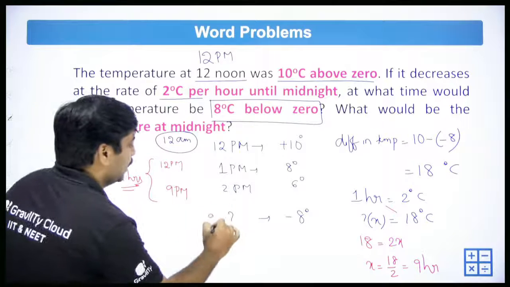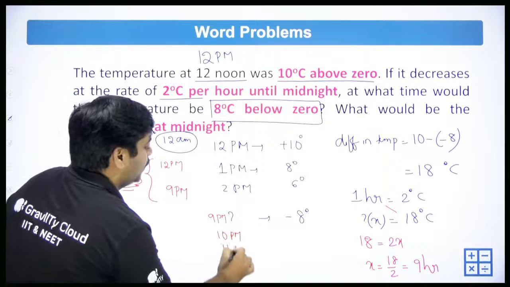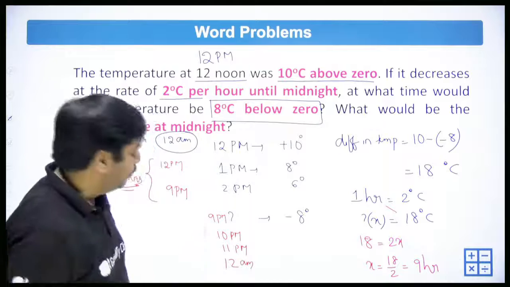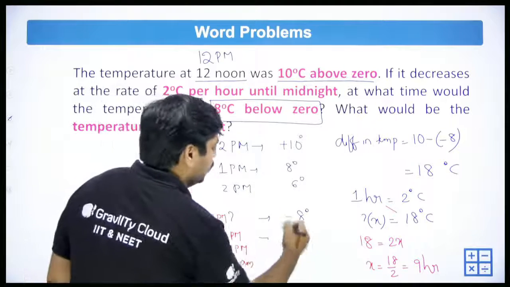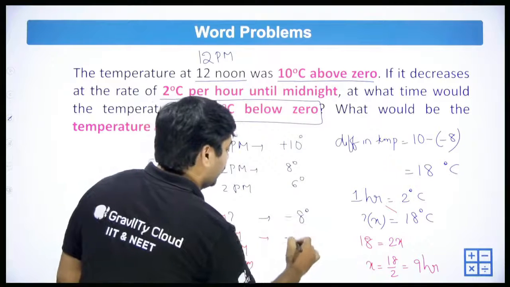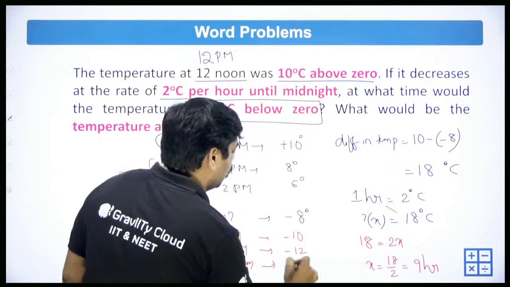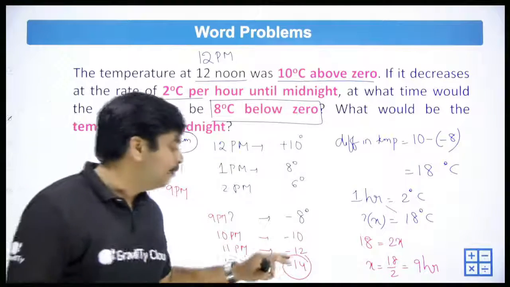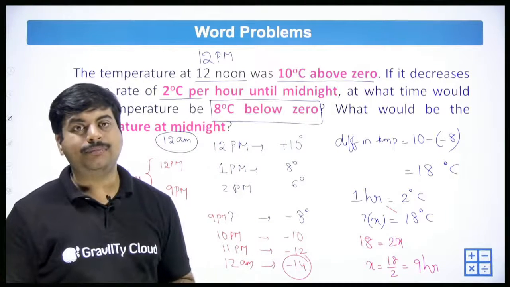At 9 p.m. you have minus 8. Then 10 p.m., 11 p.m., and 12 a.m. Now 2 degrees less, you will fall to minus 10. 2 degrees more, minus 12. 2 degrees more, minus 14. So at midnight, the temperature will be minus 14 degrees Celsius.